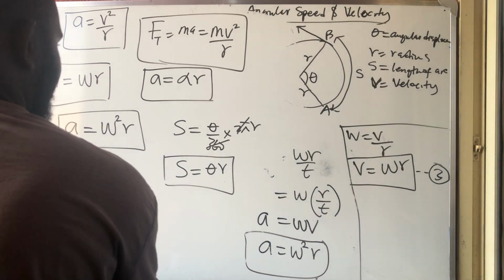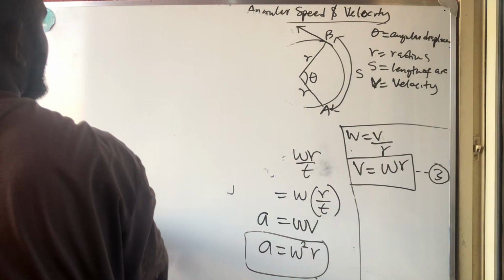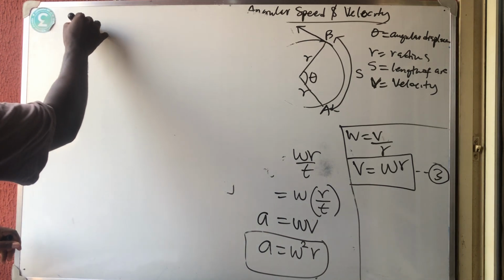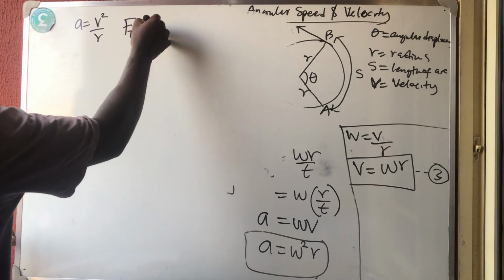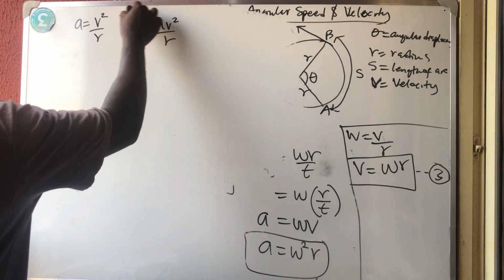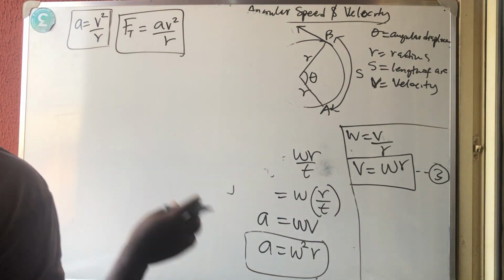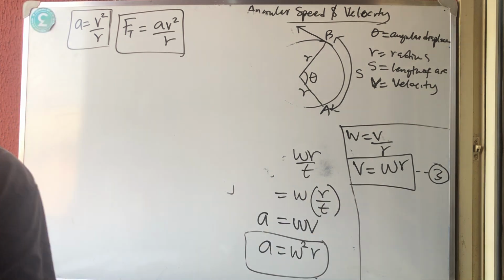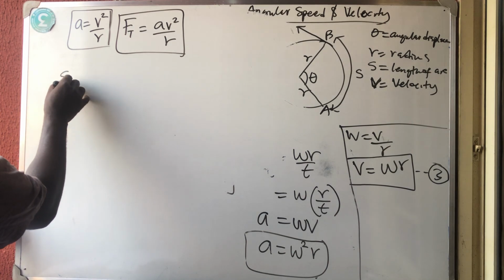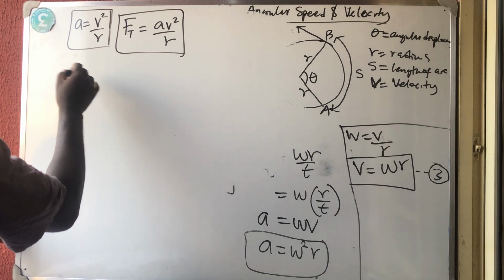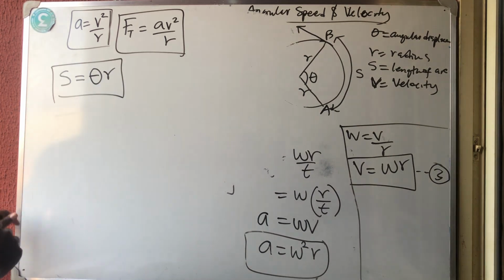In summary of these formulas, just know this one: acceleration is equal to V squared over r. Therefore, the centripetal force should be m V squared over r. This one is very simple to remember, is it not? Now, anything angular and the normal one, just put an arrow to it. Normal speed is equal to angular speed, which is theta. Then put an arrow to it. We are done with speed.